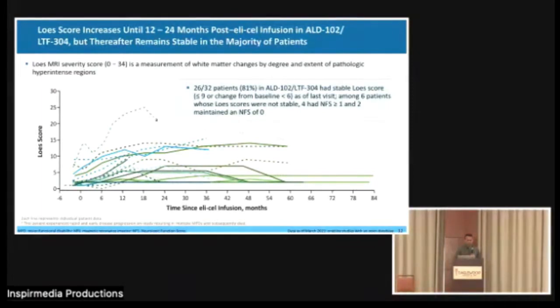So what happened to the MRI lesions? Again, this is a scale where the higher numbers show higher lesion load. And you can see that in the first year, the lesions still grow, but by the second year, most of the lesions start to stabilize over time. And that contrast enhancement that often was a trigger for treatment, that also got better and improved over time.